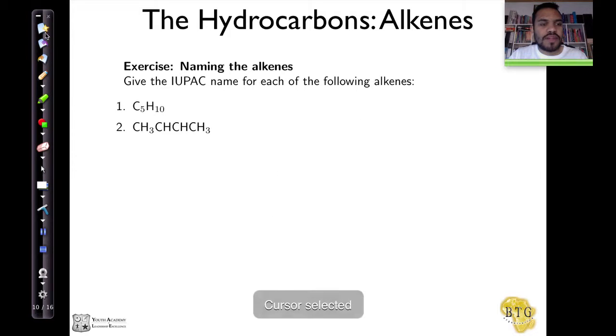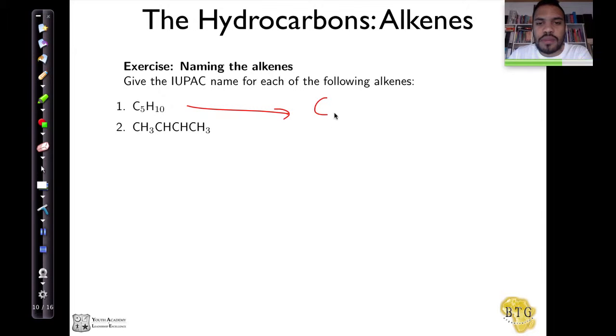Okay, so let's see what's in the next one. The next one over here, we've got naming the alkenes. Give the IUPAC name, and remember we said that's the International Union for Pure and Applied Chemistry name, the systematic name, for the following alkenes. So here we go, C5H10. Well, that conforms to the general formula. Remember, it's CnH2n. If I put in 5, I get out 10, and clearly that is an alkene. So let's do something more.